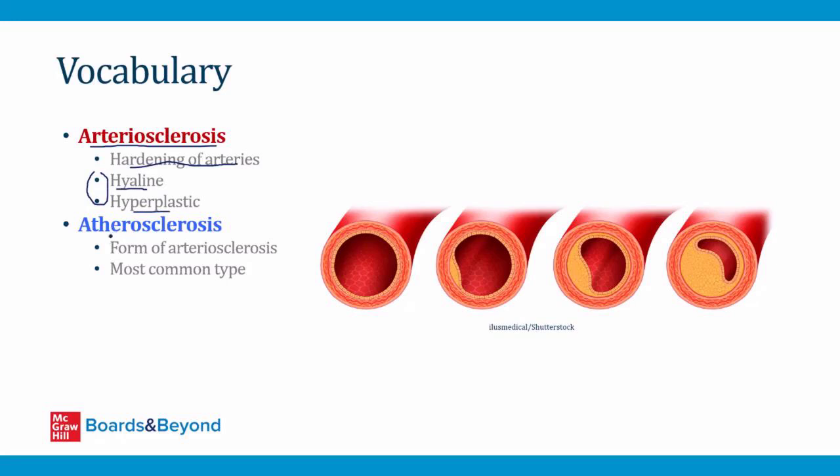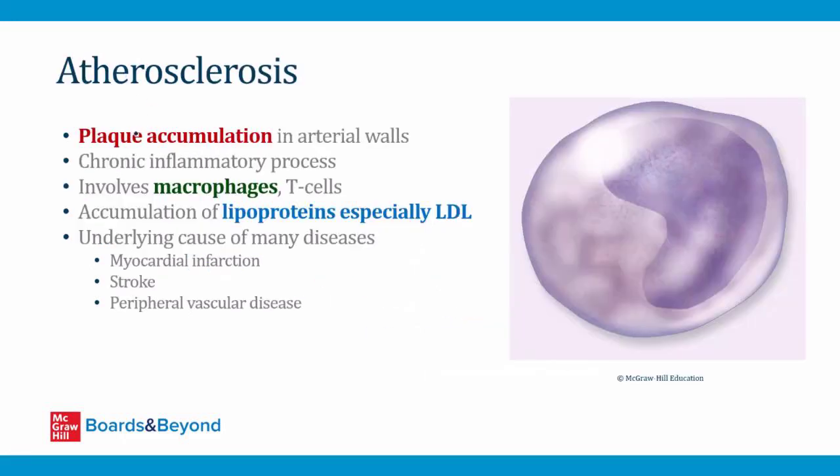But in this video, we're going to focus on atherosclerosis, which is a form of arteriosclerosis, and in fact, it's the most common type. It refers to the buildup of plaque filled with lipids inside of arteries, like what's shown on the screen here, until the artery can become very narrow like this. So as I said, atherosclerosis refers to plaque accumulation in the walls of arteries. And there's lots of evidence that atherosclerosis is a chronic inflammatory process.